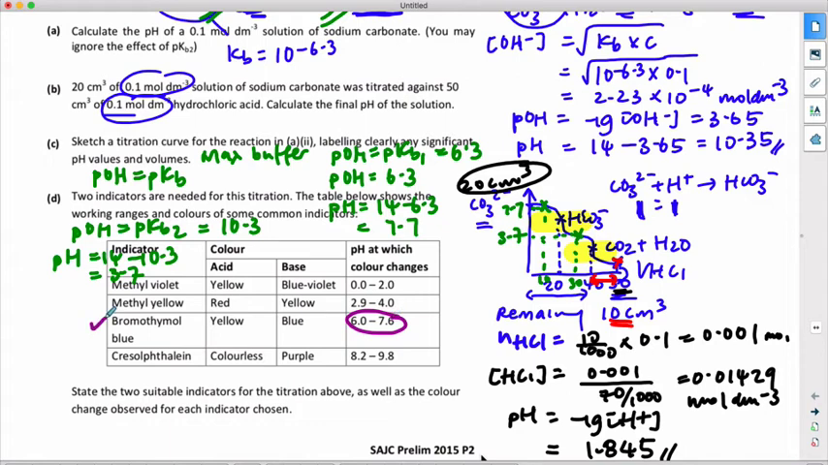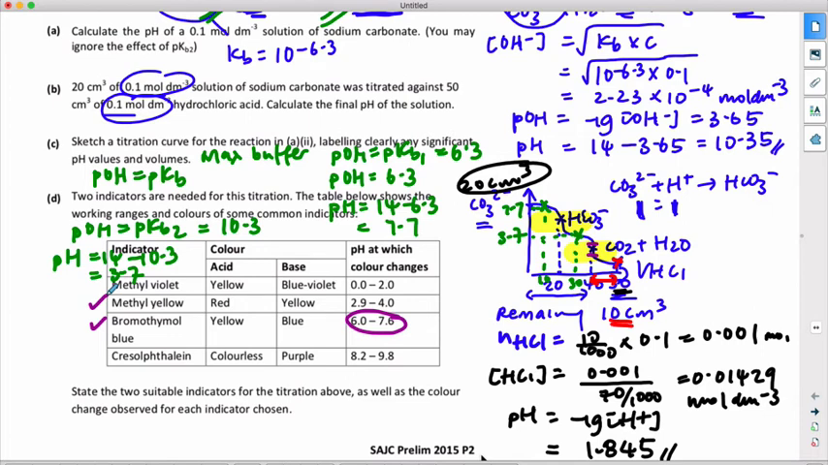For the second indicator, to find the second equivalence point, we need a pH range that is below 3.7. So I believe you can use methyl yellow. Can you see that?